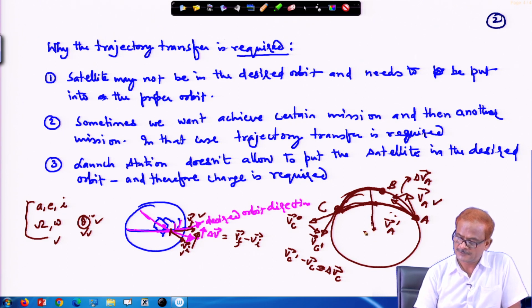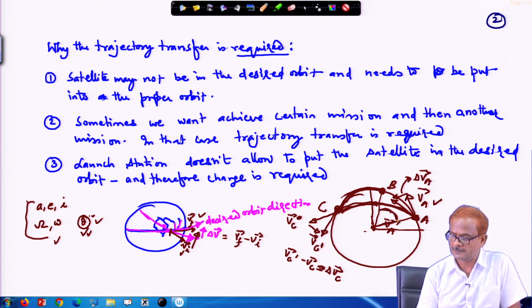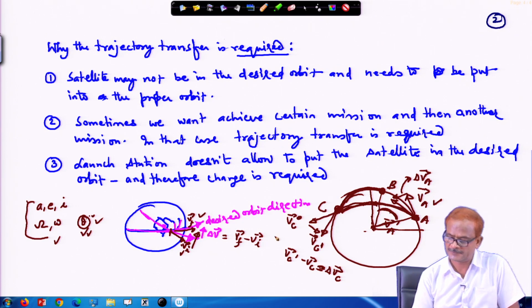In this case the true anomaly can be measured from any point, but if it is a circular orbit and both the satellites are in the same orbit, their angle will be maintained all the time, this angle from here to here. So, we have to gap this angle and catch it. So, for catching it, this is the strategy.